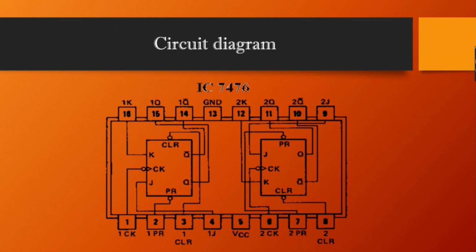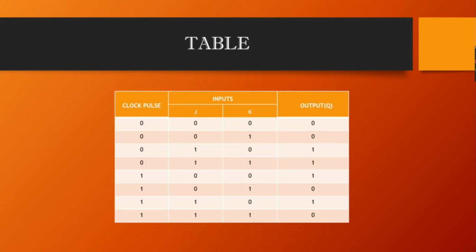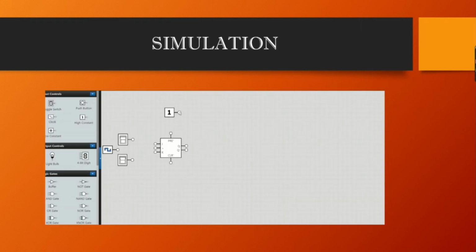Circuit diagram of JK flip-flop. Table for JK flip-flop: clock pulse, inputs JK and output. Working of JK flip-flop.